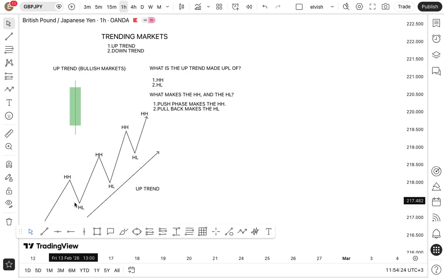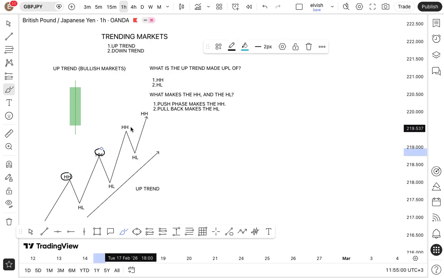There will be higher highs, higher lows, higher highs, higher lows. The current higher low will be higher than the previous higher low. And the same thing applies over here: the current higher high will be higher than the previous higher high. It will be higher than the other. So this higher high, then this higher high, then this higher high, okay guys?